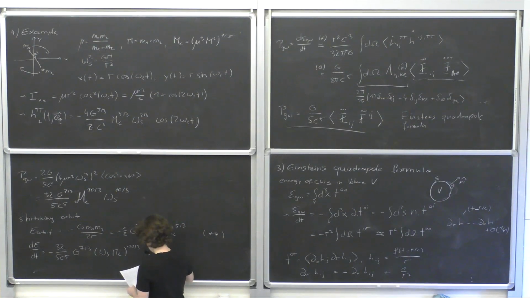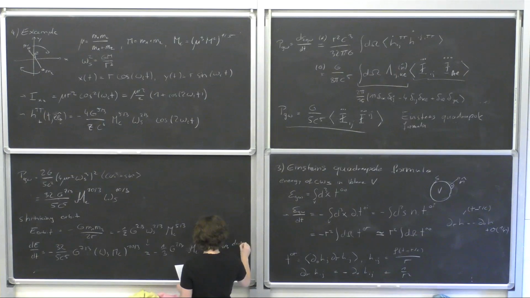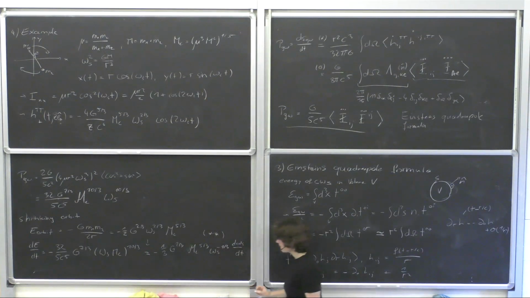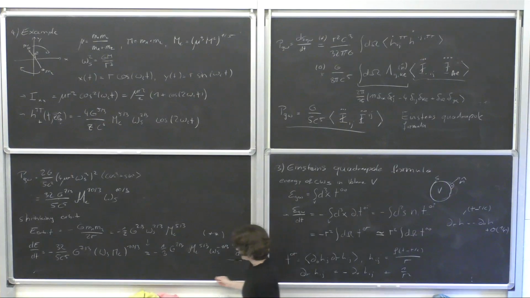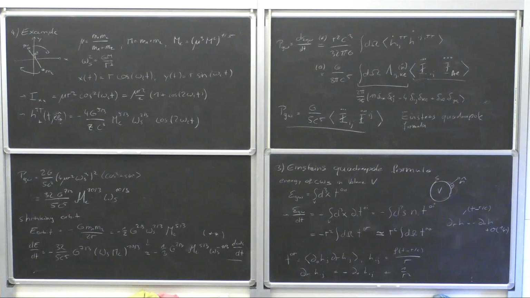So this also has to be, according to this equation here, minus 1/3 G^(2/3) Mc^(5/3) omega s^(-1/3) d omega s over dt. And now we have a differential equation for omega s, for the frequency of the system. Forget about the left-hand side here, and view this simply as a differential equation for the frequency, which we can solve. It's a simple differential equation.